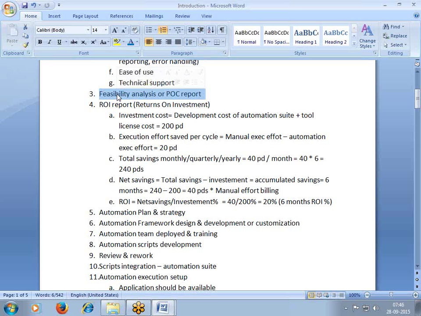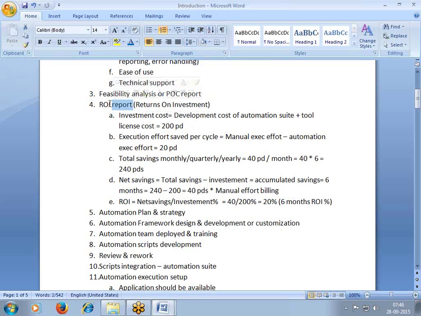After that, we can also find out what percentage of the test cases can be automated. Can we automate all 1,000 test cases of the regression test suite, or only 70%, or only 80%? So at the end of the feasibility analysis, you can find out what can be automated and what cannot. It is a very important step in an automation project, to analyze the technical feasibility of automating this particular project. Are you clear?